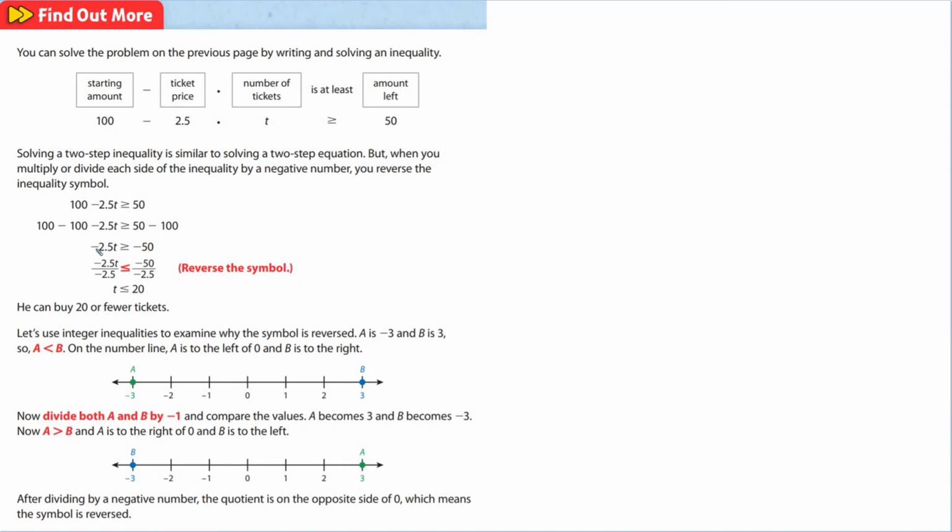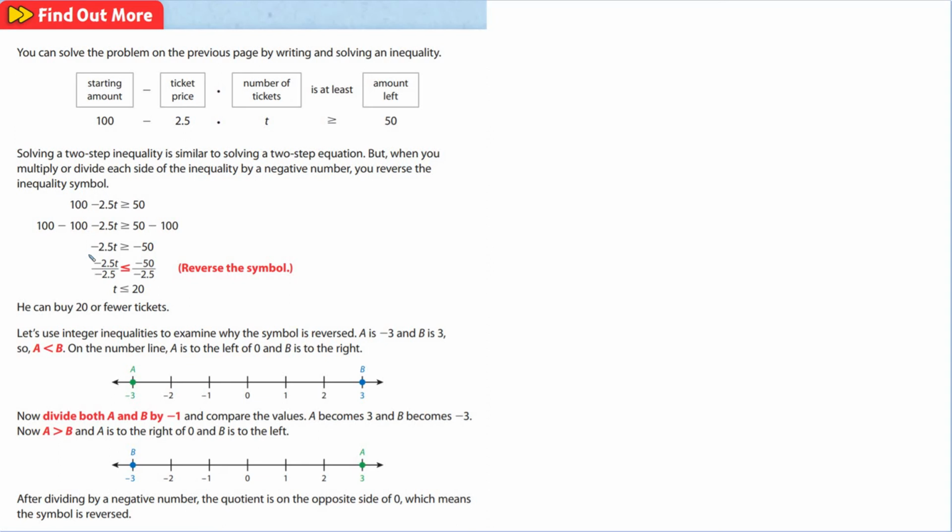Then you're left with negative 2.5t on this side. Whatever you do to one side of the equation, inequality, you're going to do the same thing to the other side. 50 minus 100 is negative 50. Now, since you are dividing here, first of all, it's negative 2.5 times t. The inverse of multiplication is division.